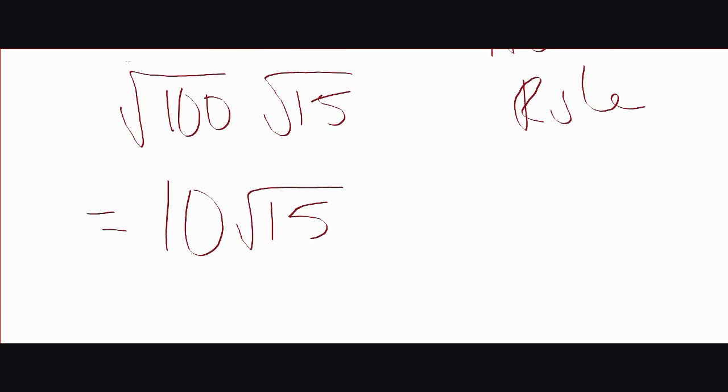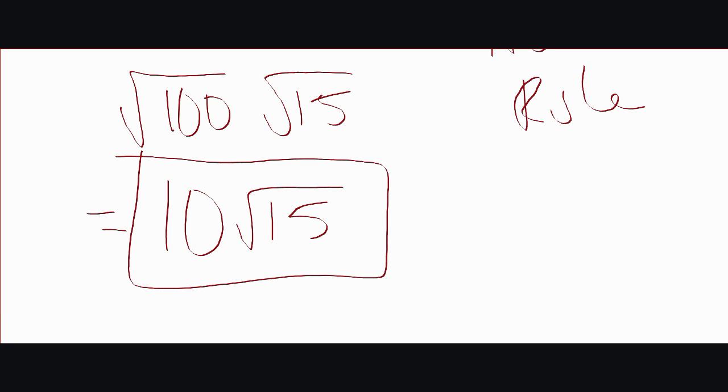Now we ask ourselves, are there any numbers that multiply together to make 15, right? Is there a number that multiplies by itself to make 15? Is there a perfect square that goes into 15? The answer to all of those questions is no, right? The only numbers that multiply to make 15 are 3 and 5, and neither of them are a perfect square. So this right here is our reduced radical, 10 times the square root of 15.